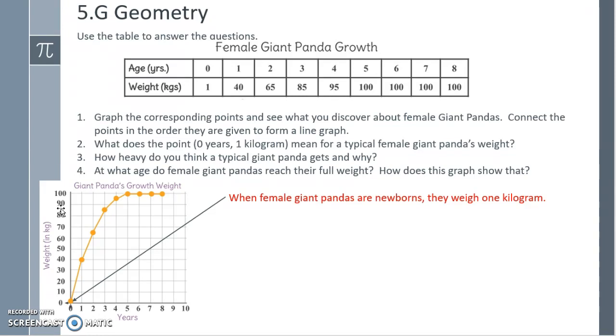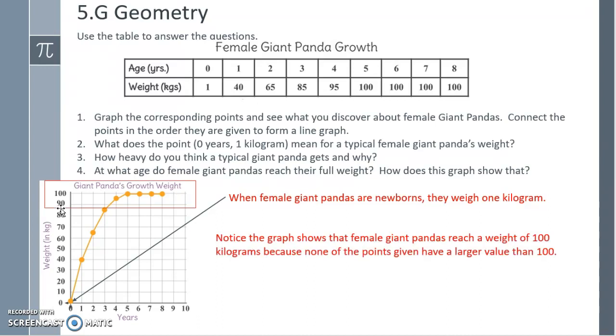How heavy do you think a typical giant panda will get, and why? Up above, I have circled in red that the graph shows that female pandas reach a weight of 100 kilograms. And because none of the points given have a larger value than 100, we can assume that they typically weigh about 100 kilograms.